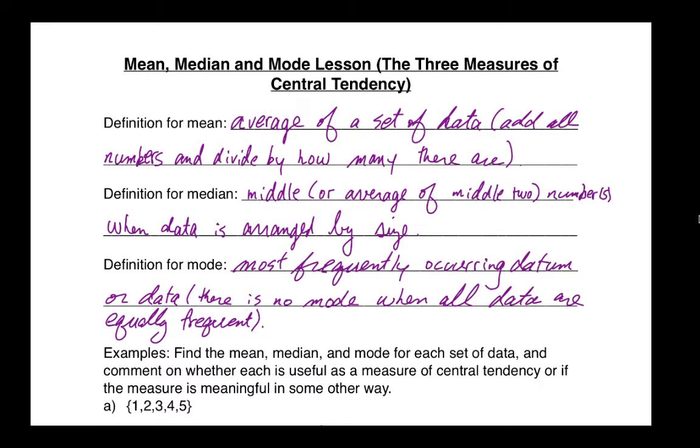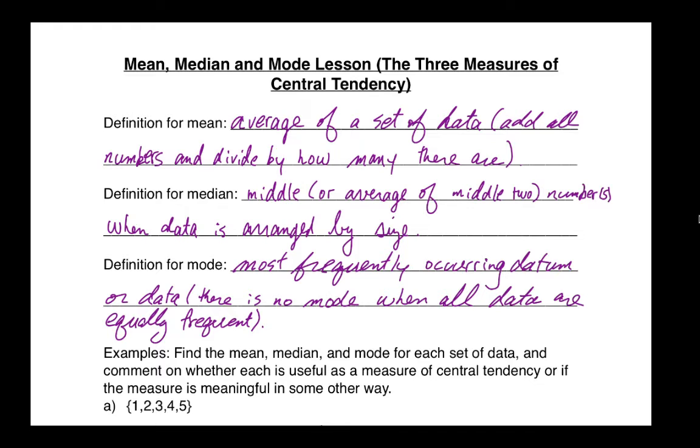First off, the mean is the average of a set of data. This is where we add all the numbers together and then we divide by how many there are. For median, the definition is it is the middle number or numbers, or it could be the average of the middle two numbers if necessary, if they're different numbers. And that's when the data is arranged by size, so either in increasing order or decreasing order.